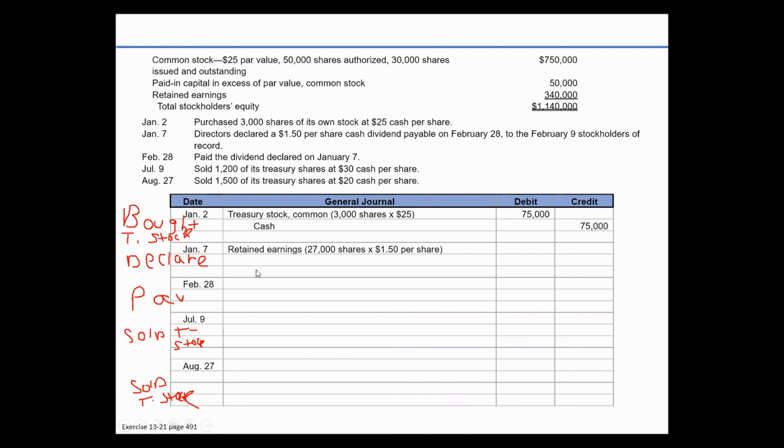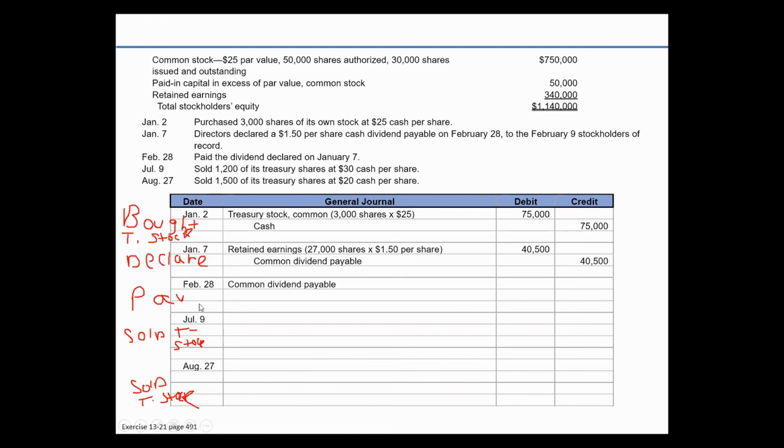So you would have retained earnings, you would debit that 40,500, because you take the number of shares outstanding multiplied by the amount of dividends that you're declaring, so in this case, per share. So in this case, 40,500 debit to retained earnings. Then we would credit the common dividends payable of $40,500. So this creates the liability declaring the dividends.